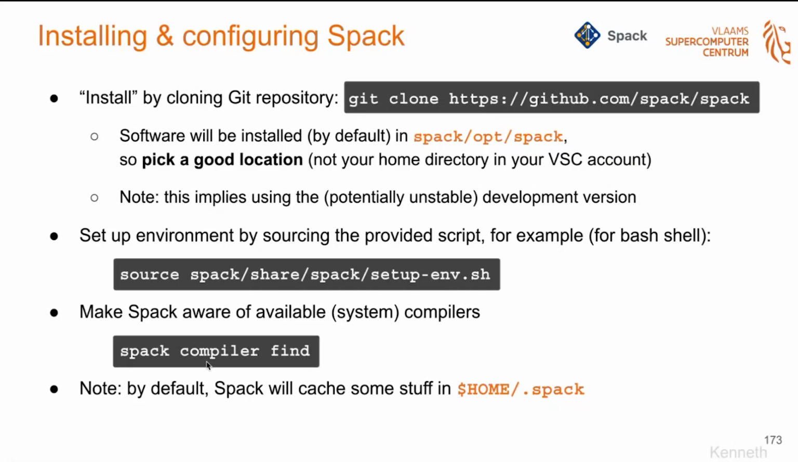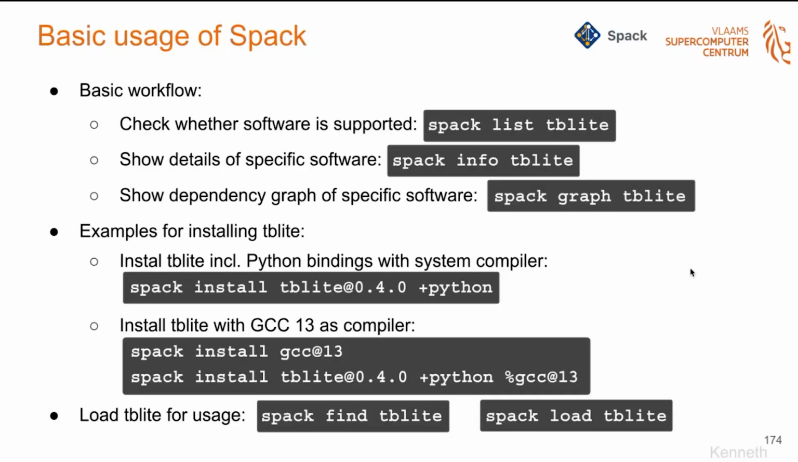Typically, the first thing you do with Spack is you tell it to go find compilers, because it needs a compiler to start with to then install maybe a compiler or something else. So you typically do a Spack compiler find, and by doing so, it will become aware of the system compilers, and then you can start installing things. Once all of that is done, let's take a look at how we can install TB Lite. Similar to EasyBuild, Spack has subcommands to explore what packages it knows about, what software it knows about, to get information on this, to get a dependency graph.